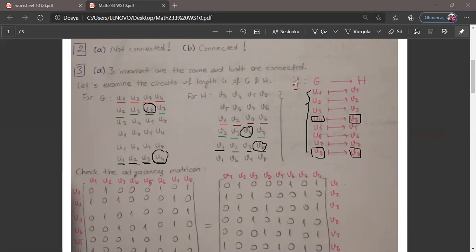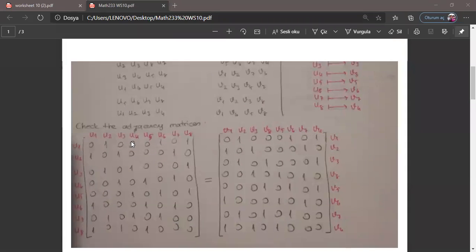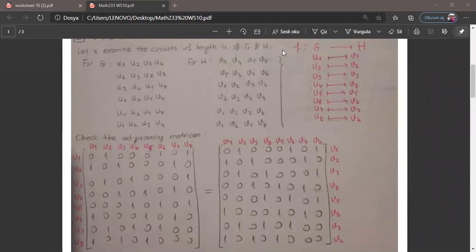So we will check now if this function that we constructed before is an isomorphism or not. So how do we decide it? You remember that we need to check the matrices. So we write the matrices using this function that we constructed. So for G, we have these vertices, right? So we write them here on the top of the matrix and on the left of the matrix.